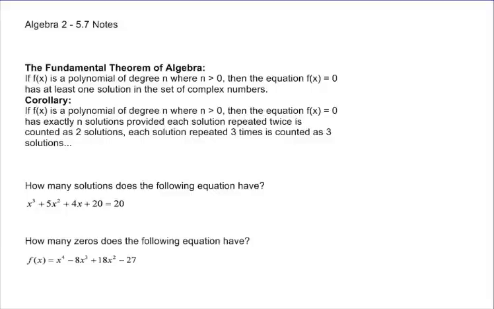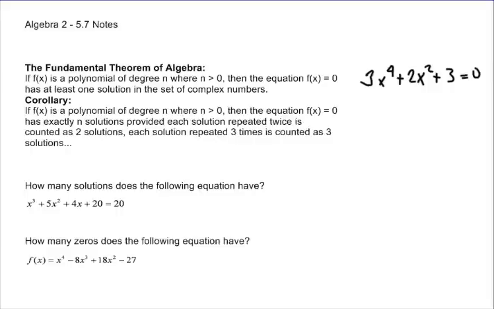Alright, so section 7 deals with the fundamental theorem of algebra. The fundamental theorem of algebra says, if f of x is a polynomial of degree n, in other words, some polynomial with some sort of degree, like 3x to the fourth plus 2x squared plus 3, and n has to be greater than 0, so our n is 4, then the equation f of x equals 0, so if we set this equal to 0, has at least one solution in the set of complex numbers.